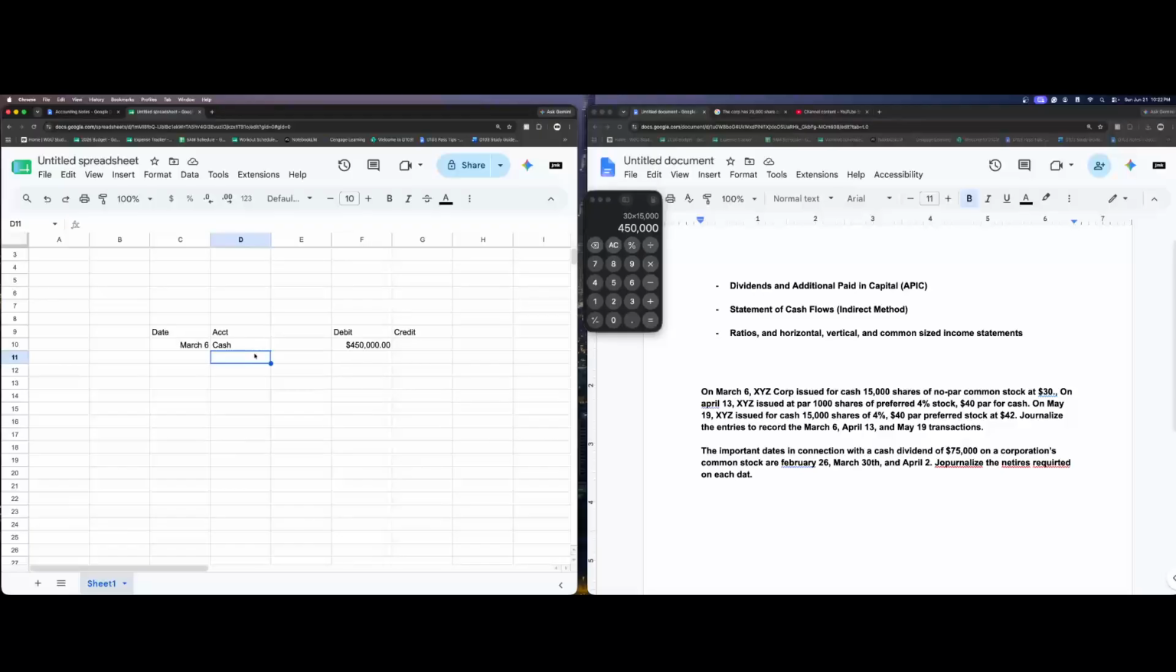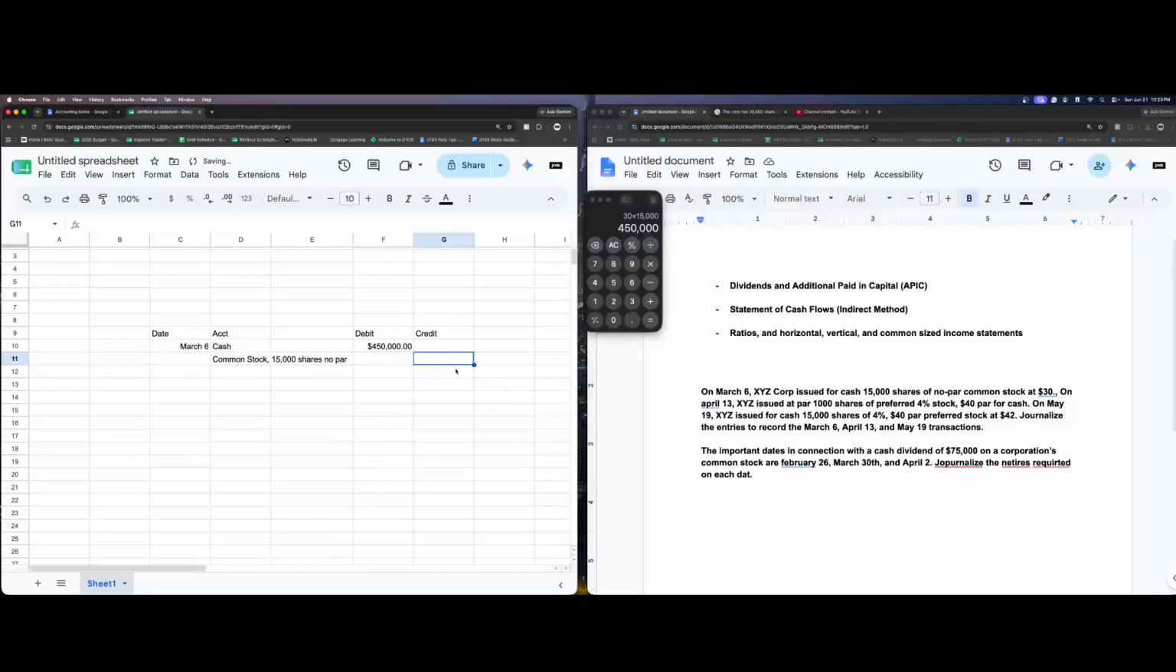I kind of forgot what this is. Issued for cash. I'll just write common stock for now, at no par. We'll figure it out if there's some other thing. And we could write how many shares, for example, 15,000 shares at no par. And what does that even mean, no par?